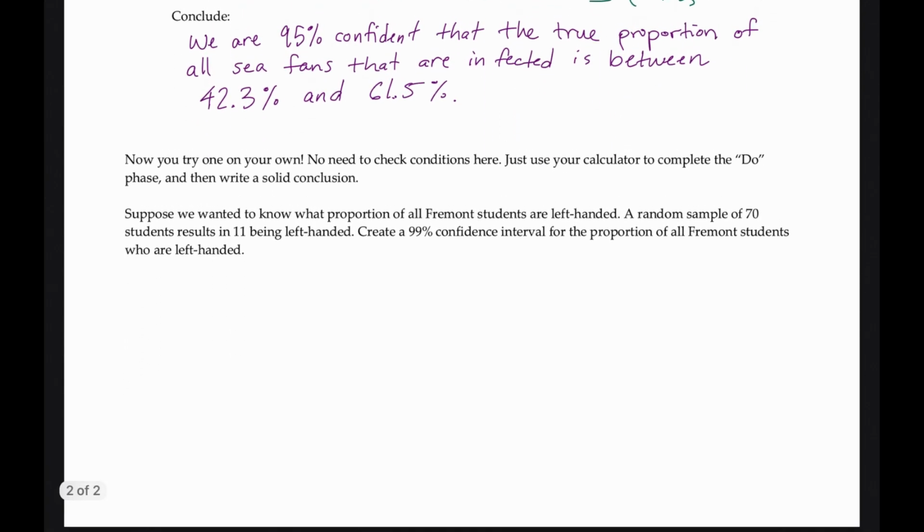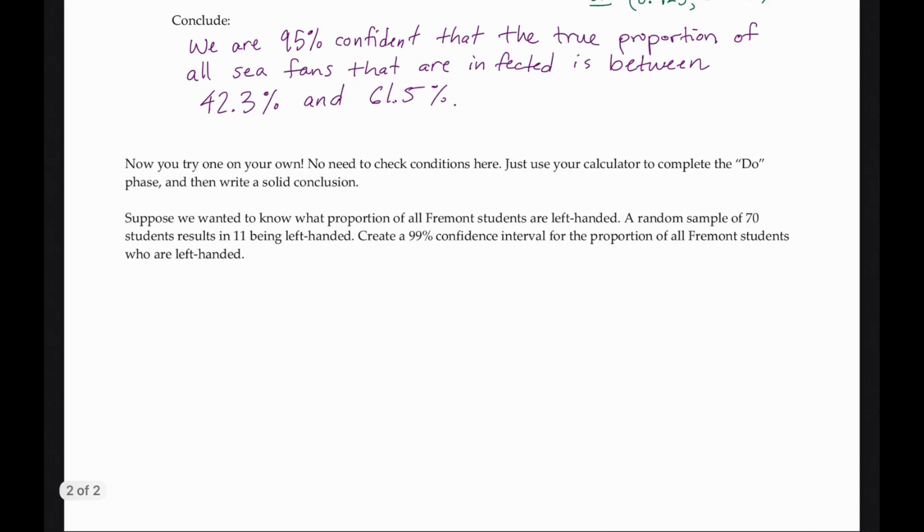All right. Now you're going to try one on your own. Here, I'm not looking for you to do the state and plan phases at all. You don't need to check any conditions. What I want you to do is use your calculator to do the do phase entirely. You don't even need to write down everything if you don't want to. Just jump to your calculator like I showed you above and do the whole do phase. But what I really want to see on the page here is an awesome conclusion.